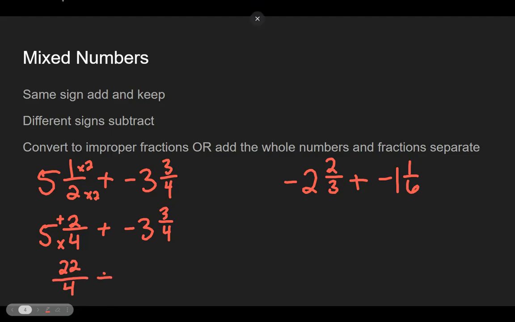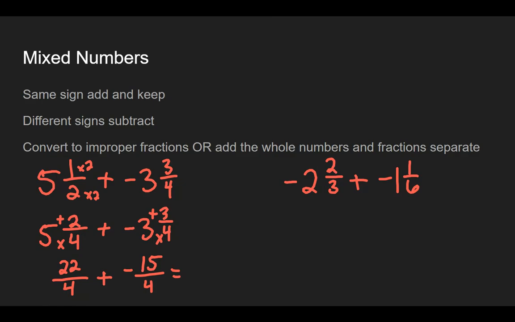And then we're going to convert this as well. 4 times 3, and then we're going to add our numerator. 4 times 3 is 12, plus 3 gives you a negative 15 over 4.